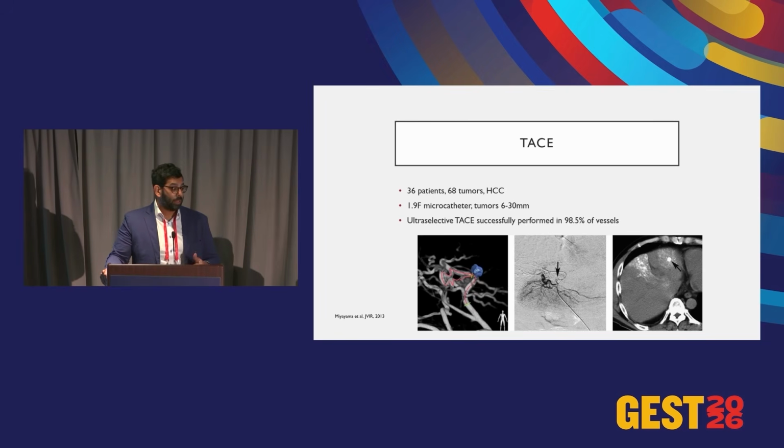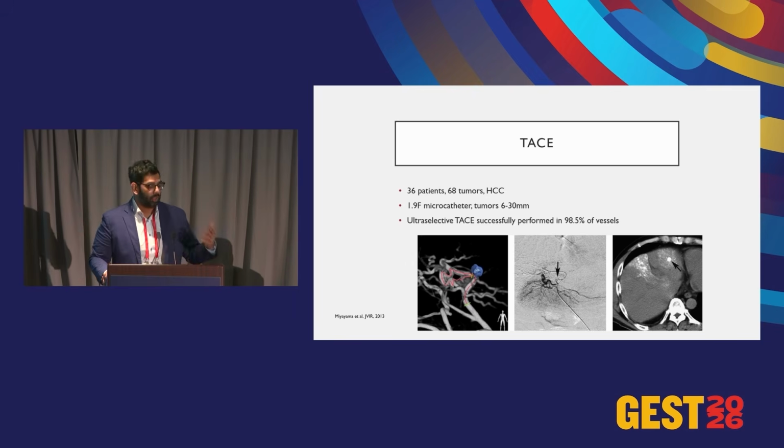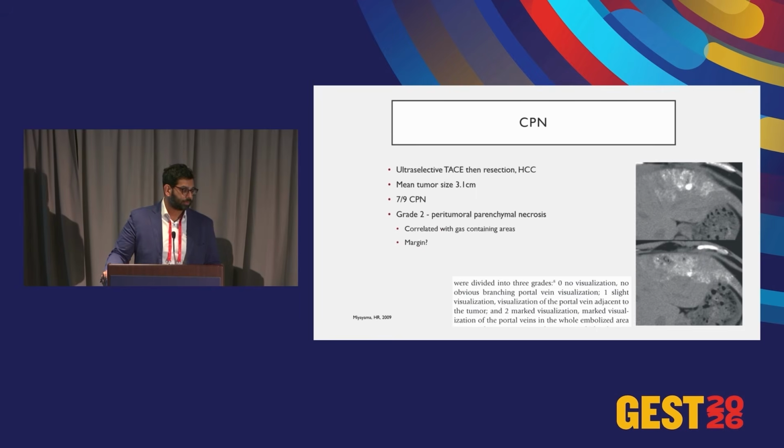What about cancer therapies? This was 36 patients, 68 tumors, 1.9 French microcatheters, ultra-selective TACE successful in almost 99% of vessels, right? So they picked off individual vessels as opposed to giving segmental or lobar TACEs, right? We know that is less optimal, worse outcomes for these patients. We have to be more selective. You can get selective and be successful.